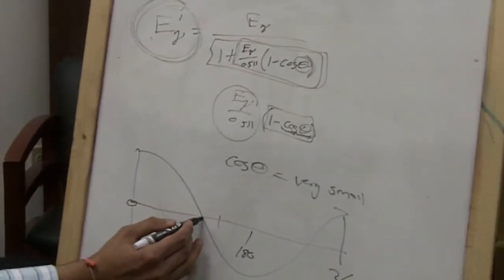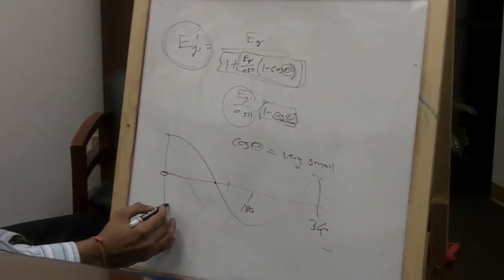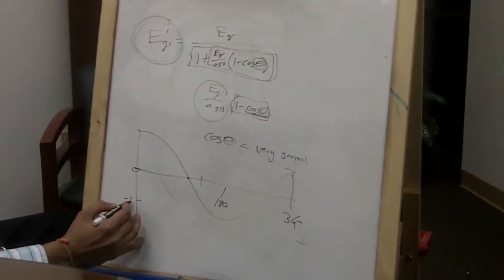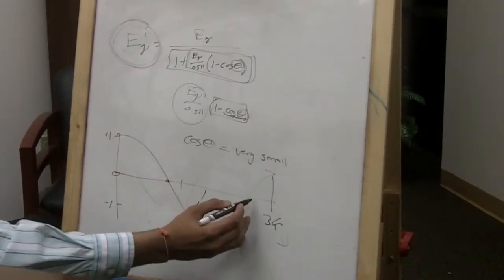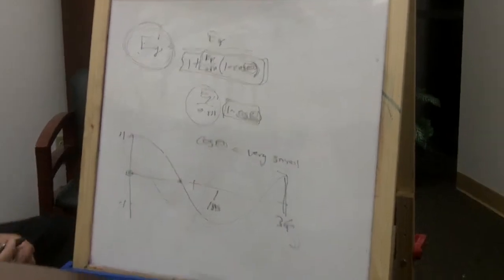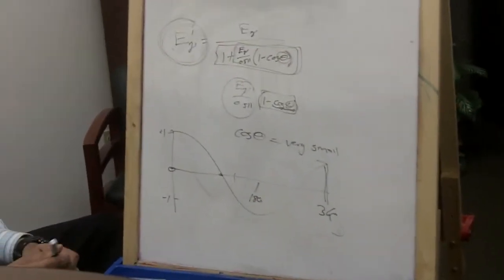So 90 will give you 0, because this is going to be a negative 1. This is going to be a positive 1. This is going to be 0. Yeah, 90 will give you 0. 90 will give you a very small number.